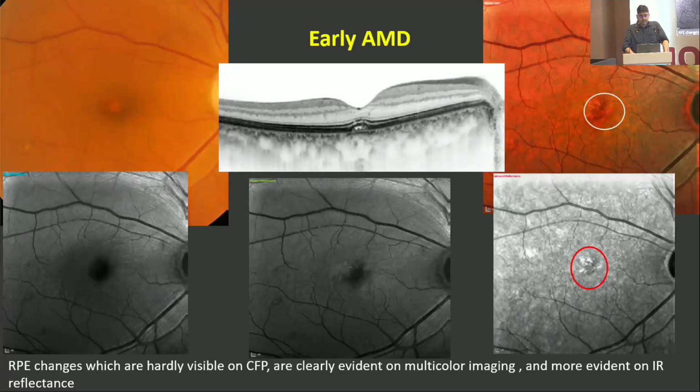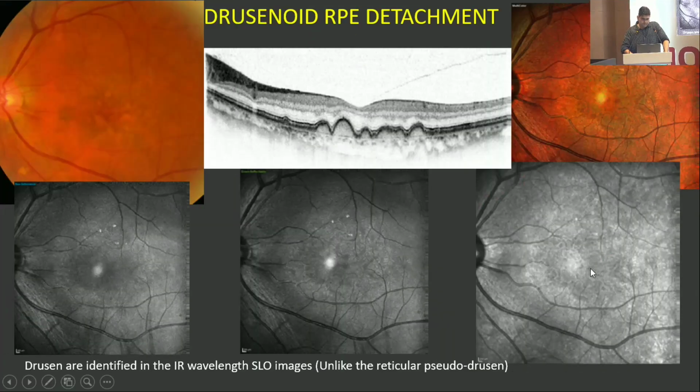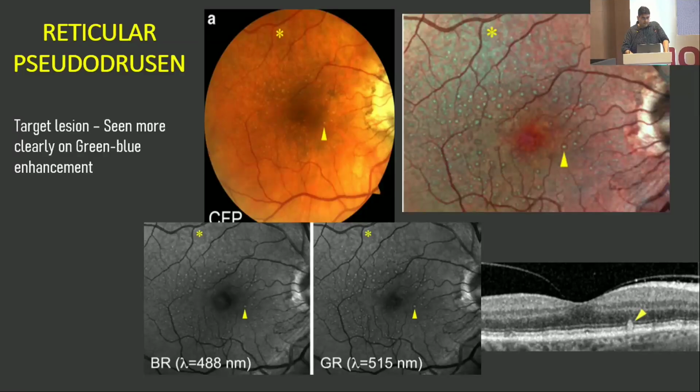The early AMD changes in the outer retinal layers can be delineated on a red infrared reflectance image. The drusenoid RPE detachment can be differentiated from the reticular pseudodrusen, as the drusenoid will be appearing in the infrared reflectance, while the reticular pseudodrusen, being a little bit more superficial, will be more clearly seen on green-blue enhancement.